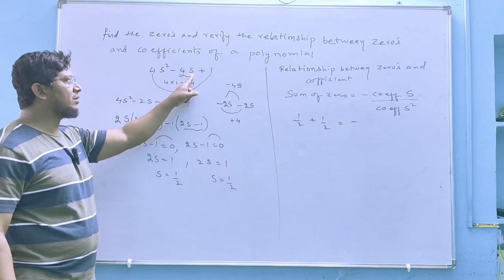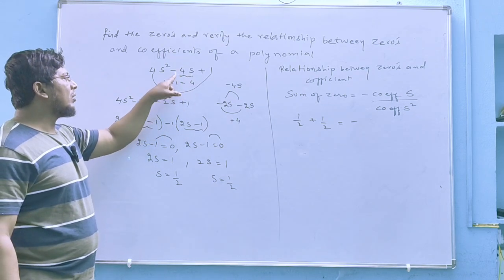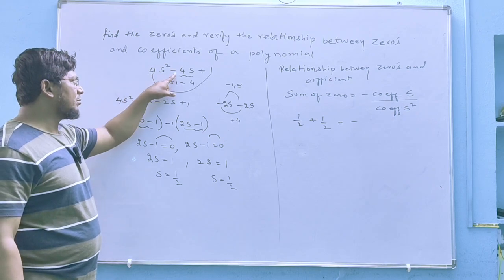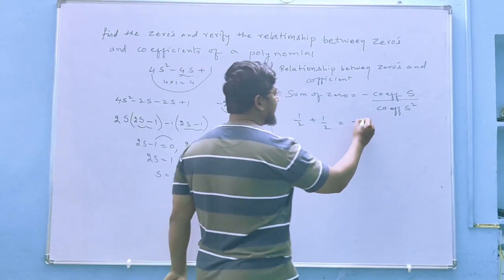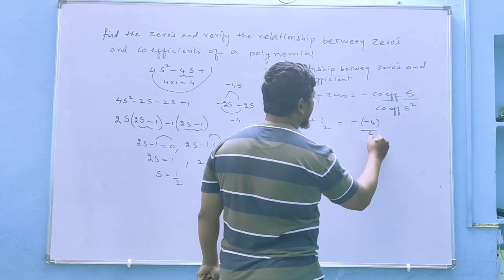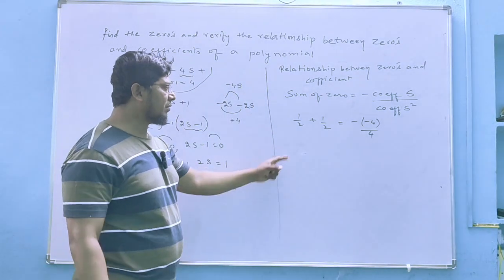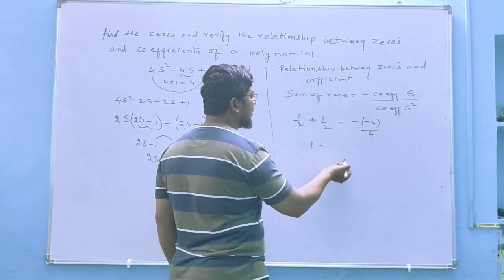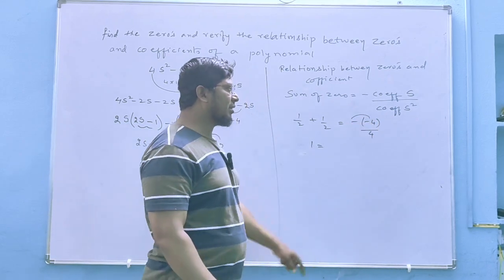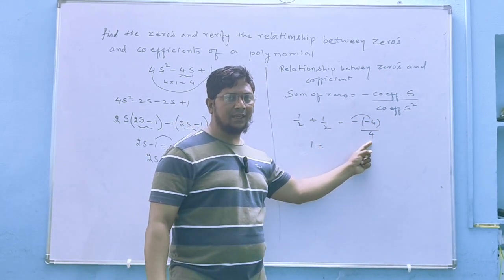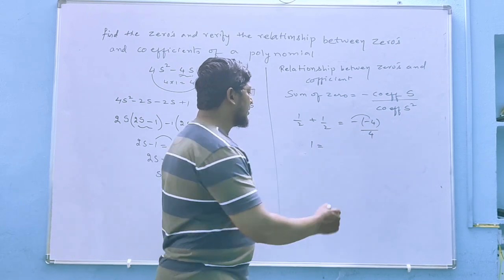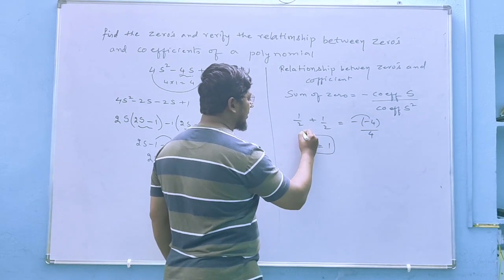What is the coefficient of s? Minus 4. What is the coefficient of s square? Plus 4. Minus 4 upon plus 4. Clearly we can say that 1 by 2 plus 1 by 2, half plus half, is 1. Yes, of course 1. Minus into minus is plus. In mathematics, same by same means 4 upon 4, what? 1. So LHS is equal to RHS.